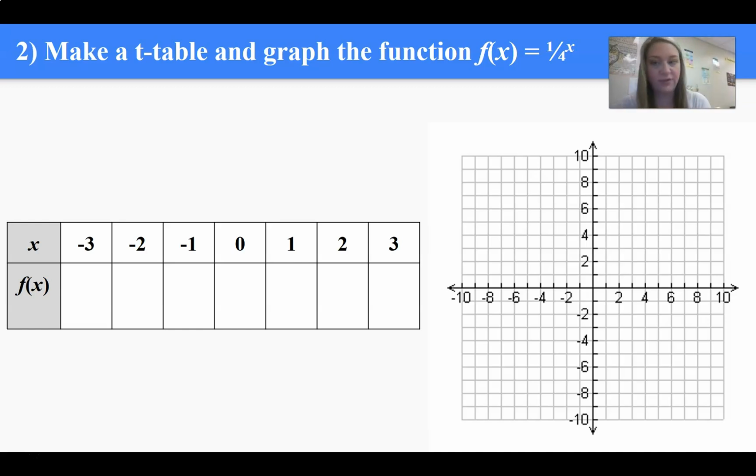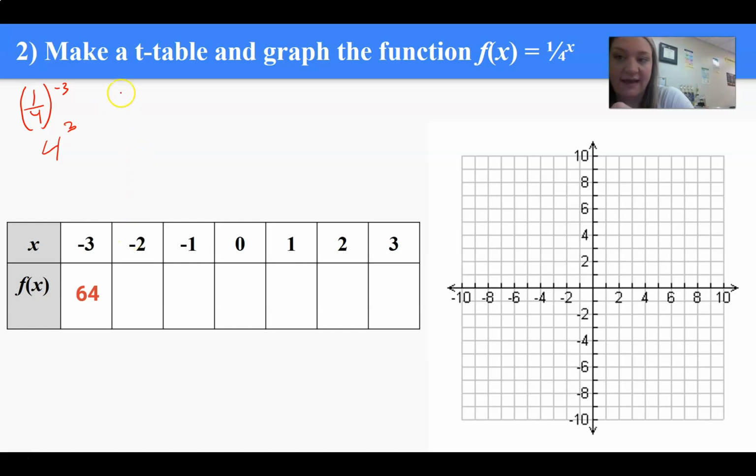So 1/4 raised to the negative 3 power. Remember, the negative means that we're in the wrong spot, that the whole fraction is flip-flopped. So that's actually going to be 4/1 to the power of 3, which is 64.